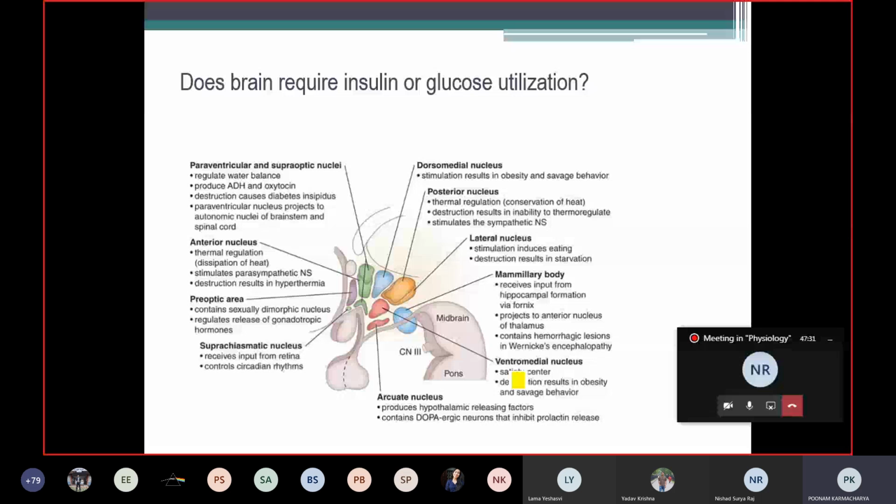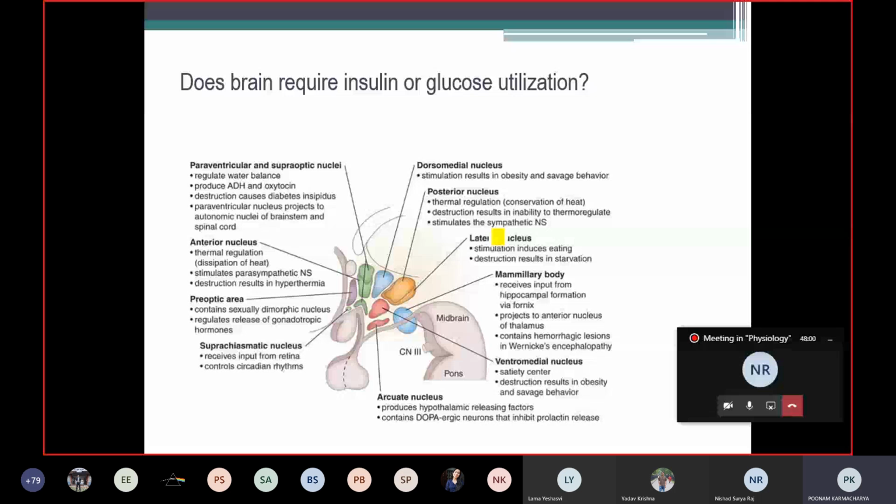Now, when there is no utilization of the glucose by the satiety center, then there will be no inhibition of the lateral nucleus, the feeding center, which results in continuous hunger in these people. Because of that, they will be continuously feeling hungry and continuously having food, and that is called polyphagia.